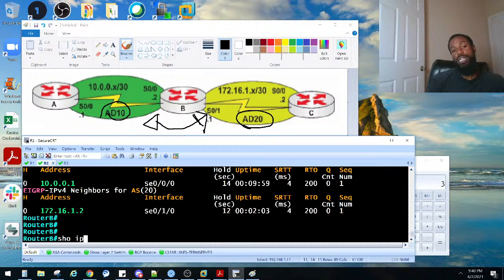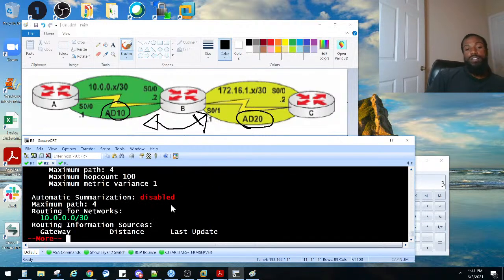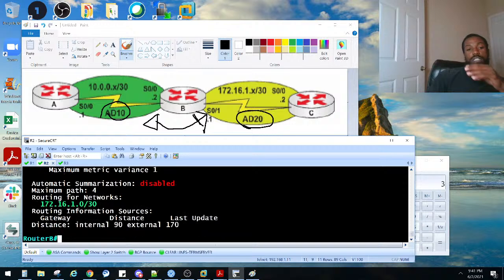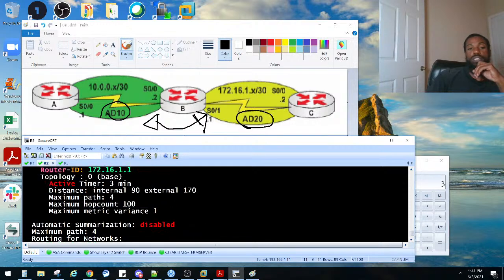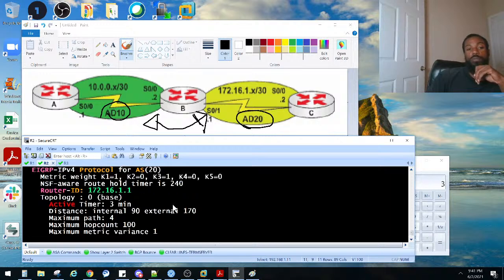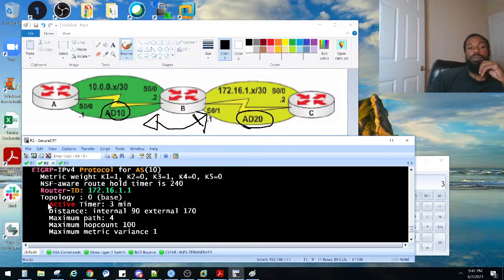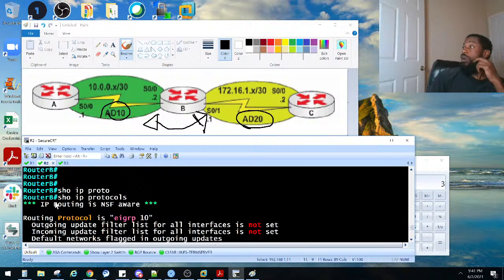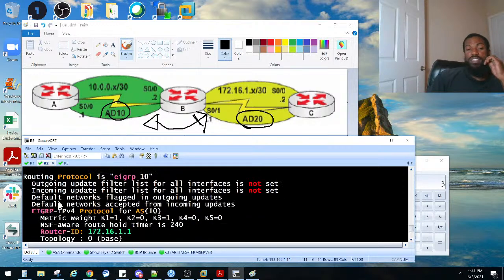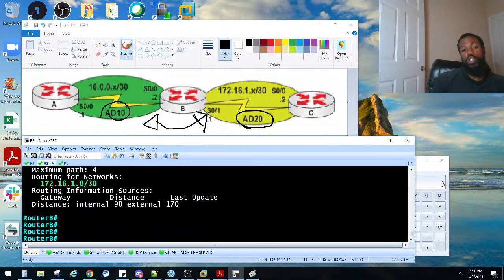Show IP protocols. There's something that's gonna click once I see it. I don't remember what. What am I missing? Protocols. That is running for the 10 network. Automatic summarization disabled. Do I gotta do no auto summary? That's probably it. Because it's doing the 10.0.0.0/30, I don't think that's the problem. You said I'm missing the network command? Like the network command, show run section router.